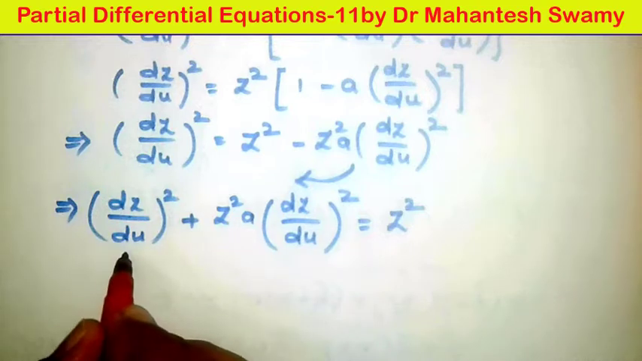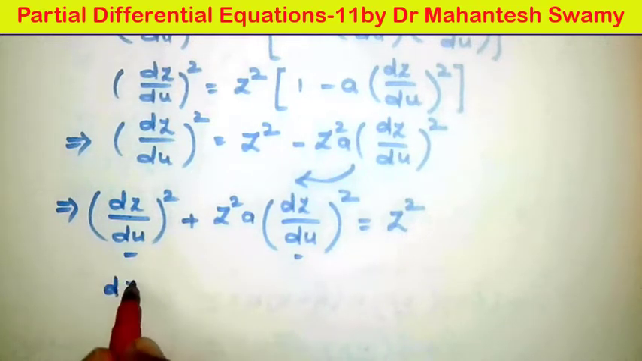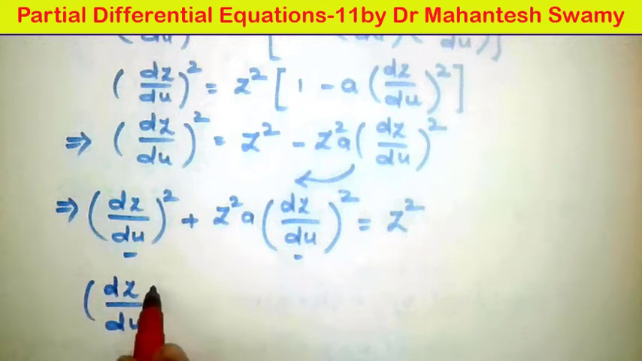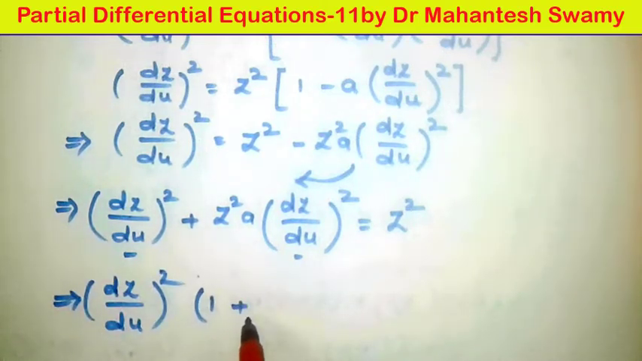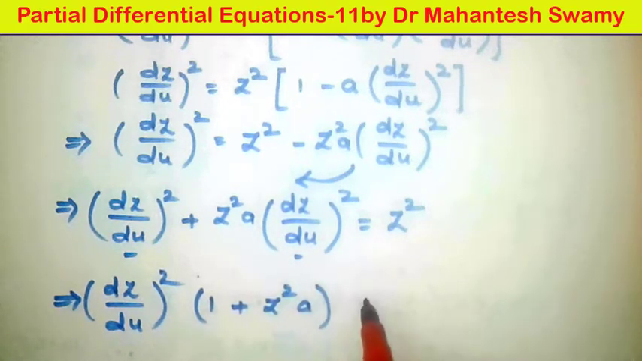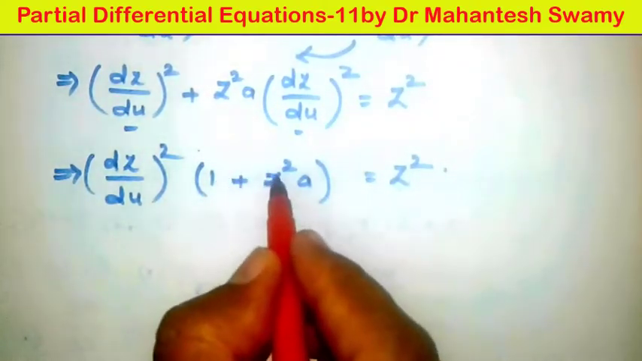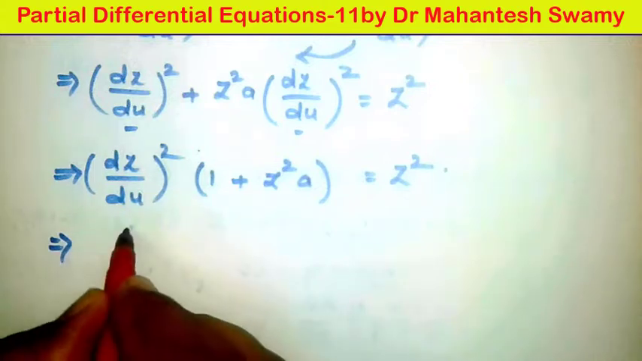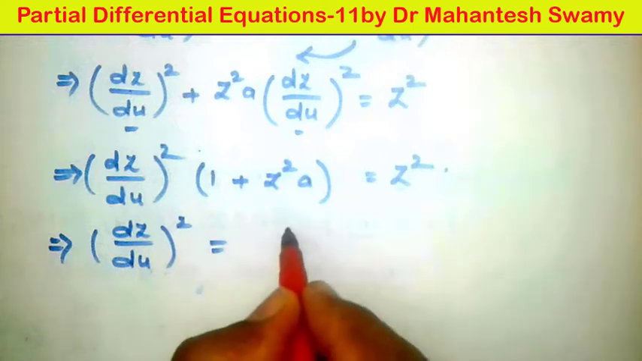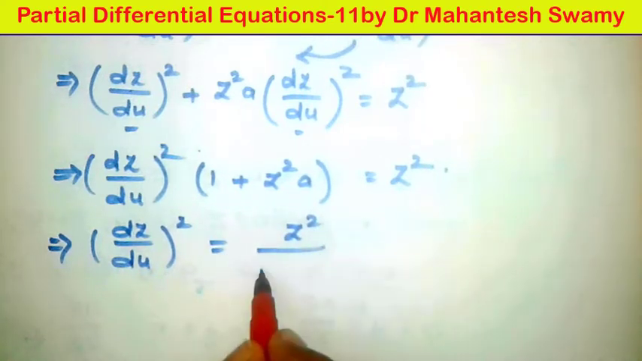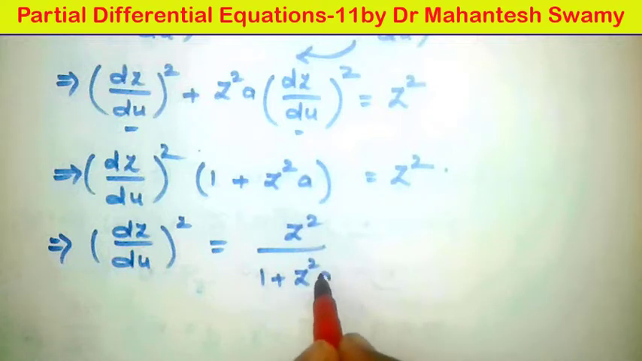Now here we can take dz by du whole squared as a common factor. Then it will be 1 for the first term plus a into z squared for the second term, and on RHS it is z squared as it is. So this is the simplification. Now we transfer this to the other side, so it becomes dz by du whole squared on LHS as it is, whereas on RHS it is z squared divided by 1 plus z squared into a.